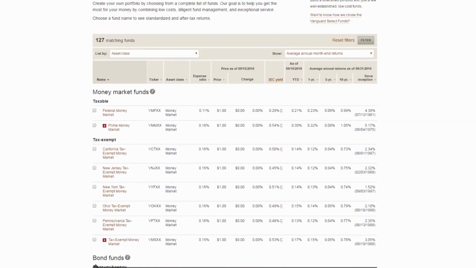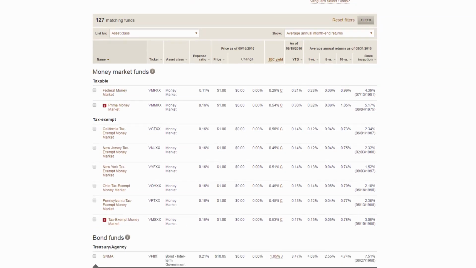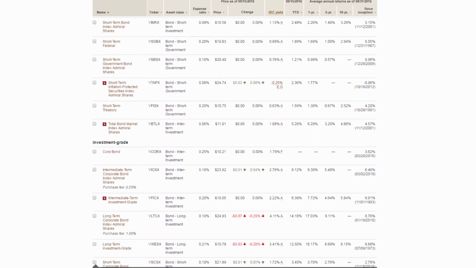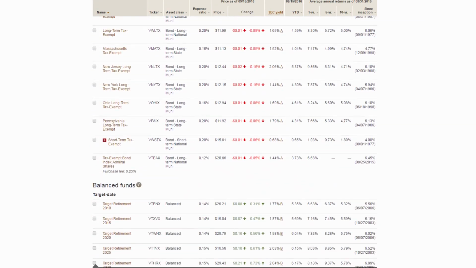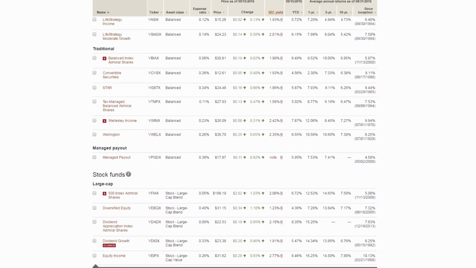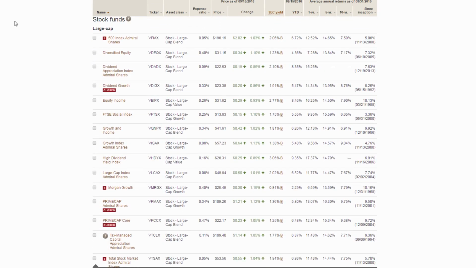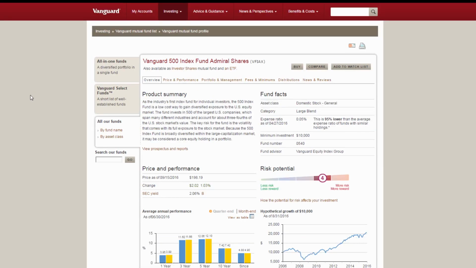You can see Vanguard has money market funds and bond funds. They have a lot of different types of funds. So we're looking for stock funds, and we're looking for large cap. So here's stock funds, here's large cap. You can see they have different types, like dividend growth or growth index. Let's look at just the 500 index fund. This is their bigger fund, their Admiral fund, so it's a little bit more expensive again too, but at least you can get a feel for expenses and how it looks and differs.